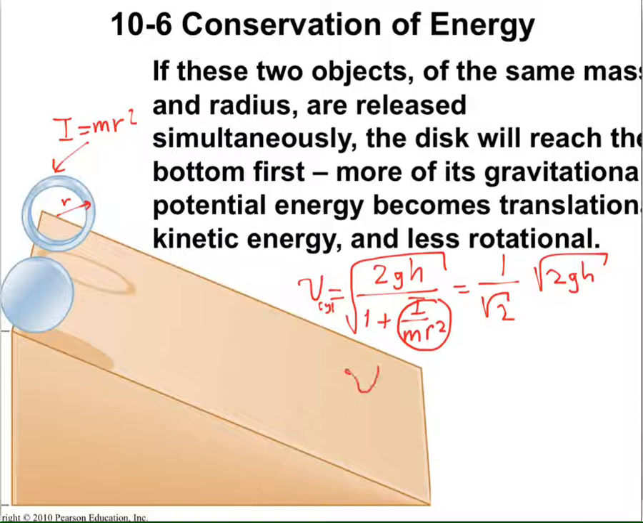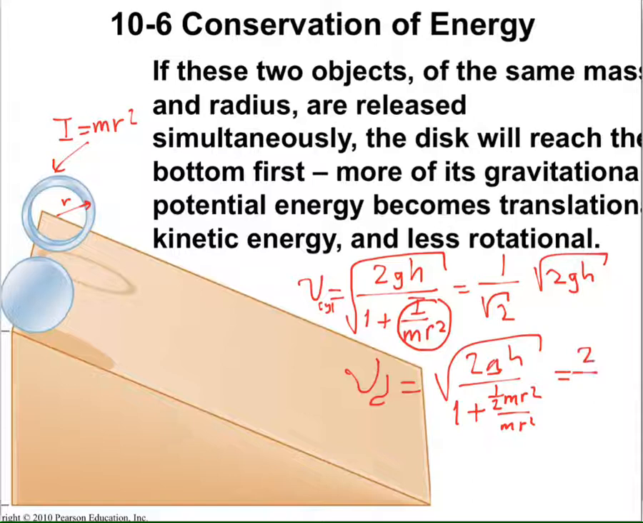For the disk, again the same, 2gh divided by 1 plus, what is I for the disk? It is 1/2 m r square, right? And we have m r square at the bottom. So 1 plus 1/2 is 3 divided by 2, or if you multiply the 2gh, then you have 2gh. Which one is larger?